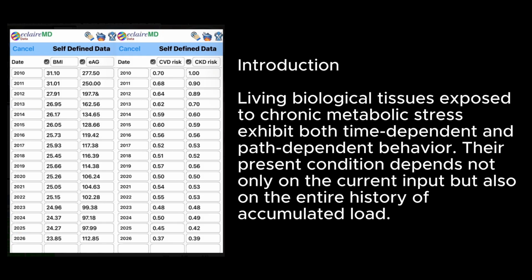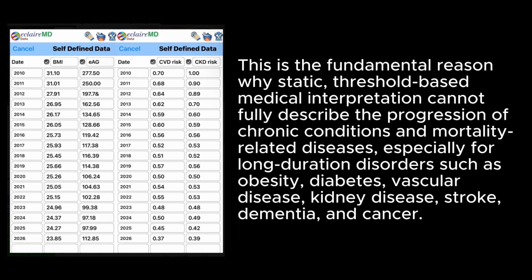Introduction. Living biological tissues exposed to chronic metabolic stress exhibit both time-dependent and path-dependent behavior. Their present condition depends not only on the current input but also on the entire history of accumulated load. This is the fundamental reason why static, threshold-based medical interpretation cannot fully describe the progression of chronic conditions and mortality-related diseases, especially for long-duration disorders such as obesity, diabetes, vascular disease, kidney disease, stroke, dementia, and cancer.